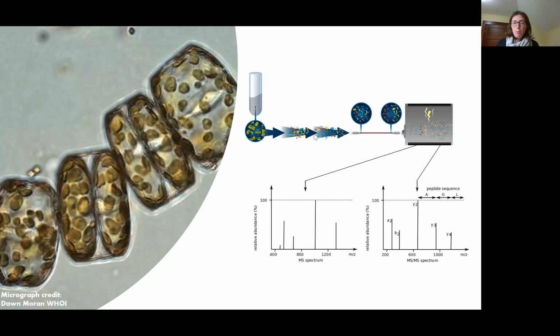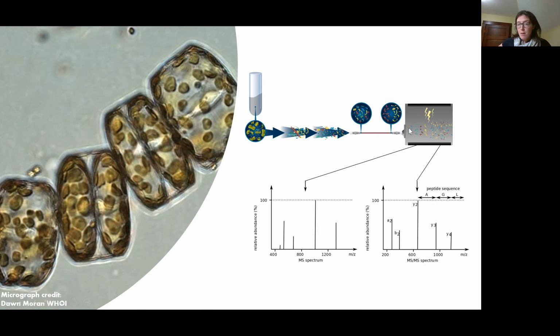So the way that my group asks these questions is to use something called mass spectrometry-based metaproteomics. What we do is we take our field samples, we extract protein from them, we digest those proteins into peptides, and then we can separate those peptides into less complex fractions using a technique called liquid chromatography that separates the peptides based on their similar chemical properties. We then interface those peptides into a mass spectrometer.